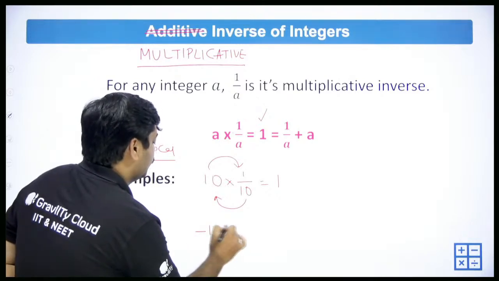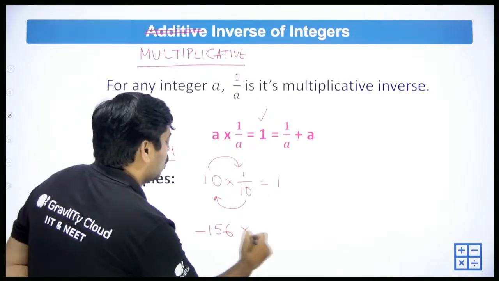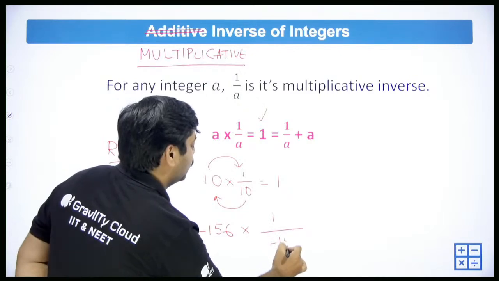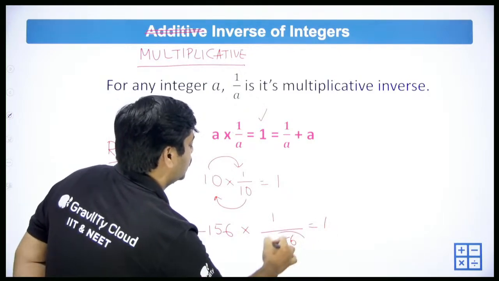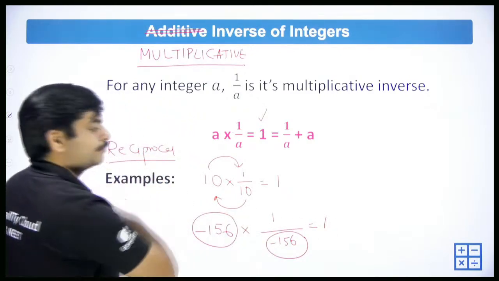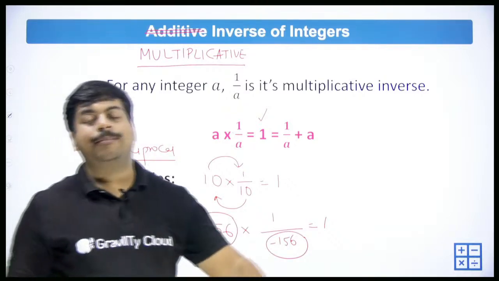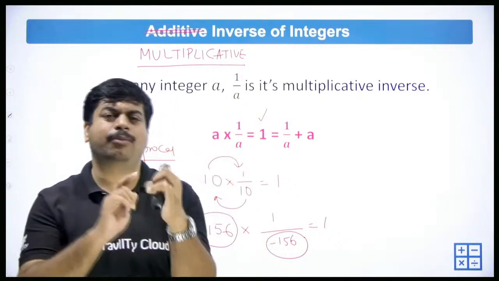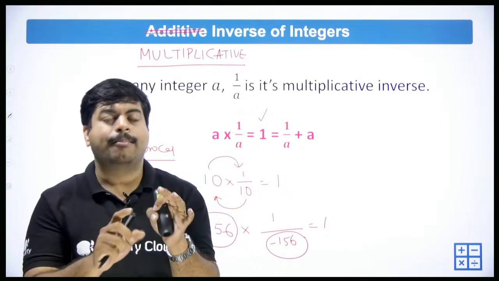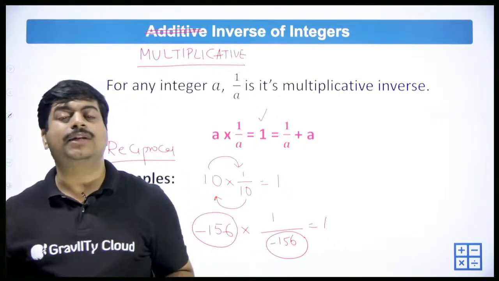Minus 56 into minus 1 by 56 will give you 1. The same number should come here. Right? For a number A, it is 1 by A. A can be positive or negative.